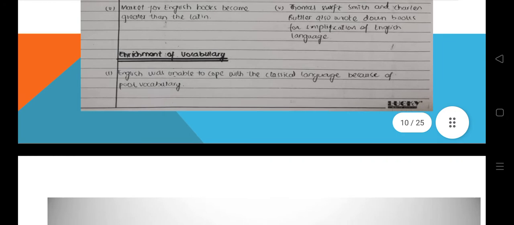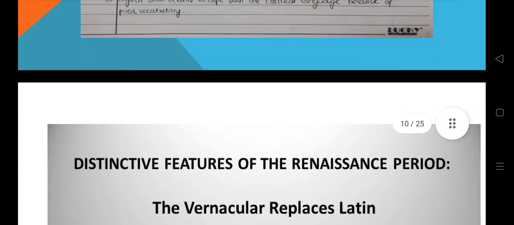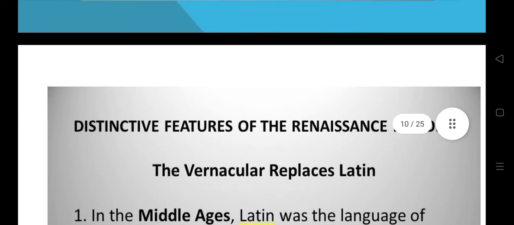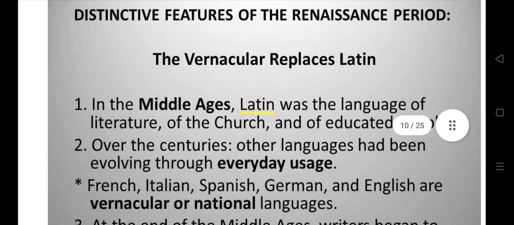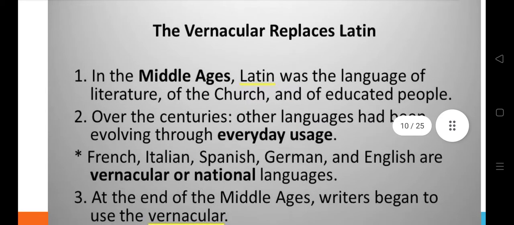So enrichment of vocabulary was there. English was unable to cope with the classical languages because of poor vocabulary. So the writers felt that they needed to borrow some words from other languages to fulfill this need. So the vernacular replaces Latin, a very prominent distinctive feature of the Renaissance period.